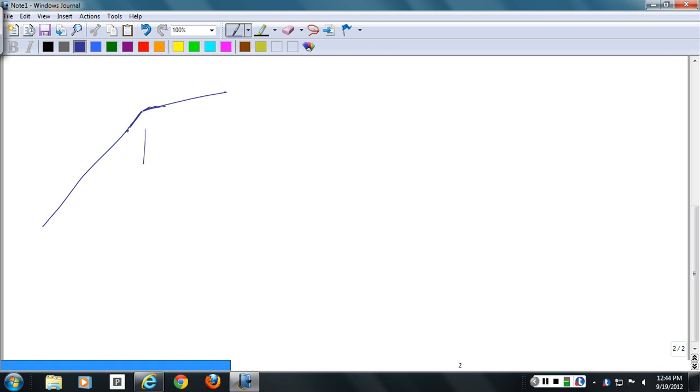So this is a point of non-differentiability, if I can spell it. And other examples would be a cusp, something like that. It's not going to be differentiable right there at that point.